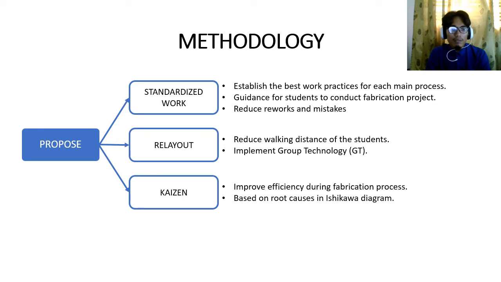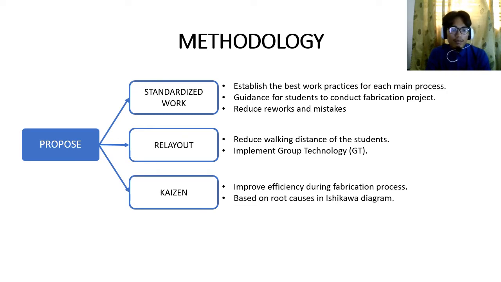Second, relayout is implemented to reduce working distance and minimize non-value added processes. Group technology is a layout that consists of all the processes for the same part in one cell. So, group technology is applied to relay out the fabrication workshop.